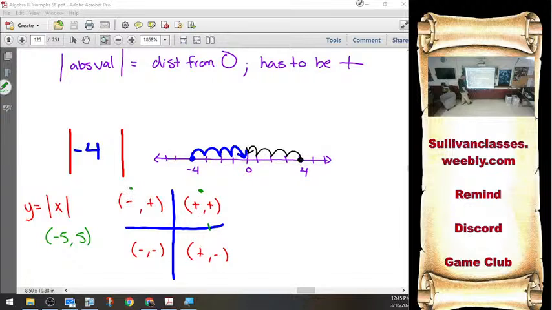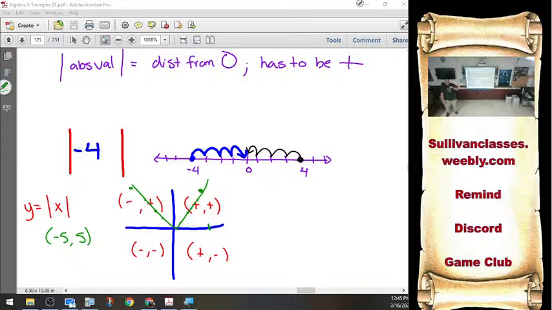How far away from 0 is 2? 2. So I'd have a coordinate 2, 2. How far away from 0 is negative 2? 2. So I'd have negative 2, positive 2, and you keep doing that with all of your points, and it makes a V. So unless we take this V and move it up and down, it always points upwards. Okay?